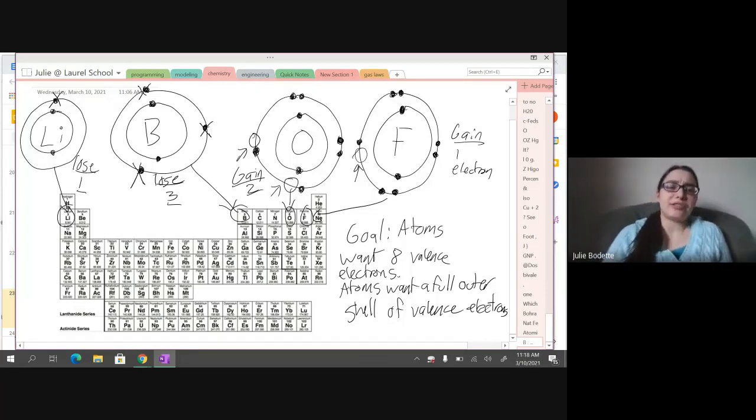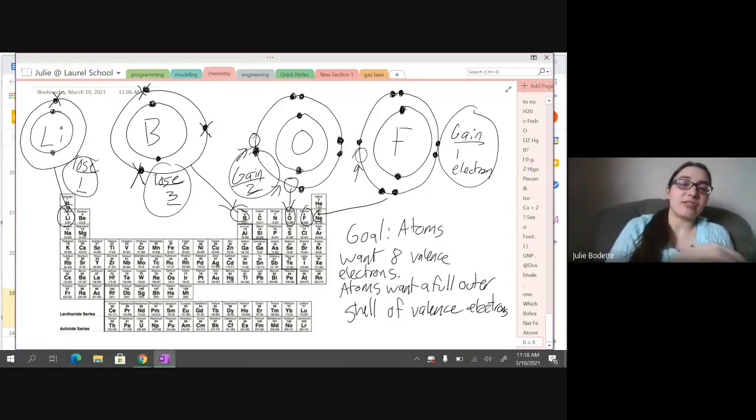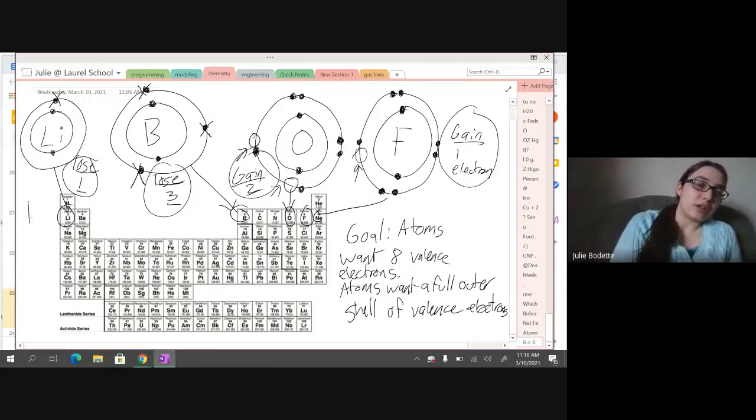Okay, so let's think about how this applies to electronegativity. Electronegativity is how much atoms want electrons, like how much they want to attract electrons towards them and get more electrons, right? Well, fluorine and oxygen both want to gain electrons, so they're going to have high electronegativities. Lithium and boron don't want to gain electrons at all. They want to lose electrons. They want to get rid of some of the electrons they already have. So they're going to have low electronegativities, right? So we can say on the left side of the periodic table, you'll have a low electronegativity.